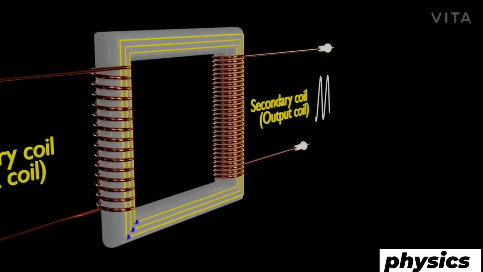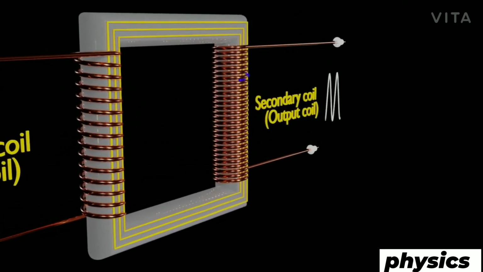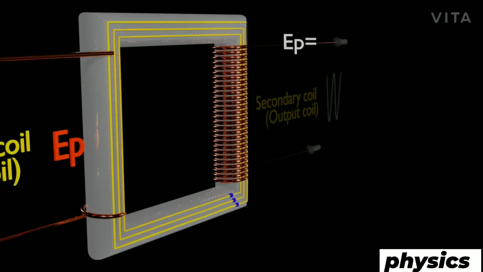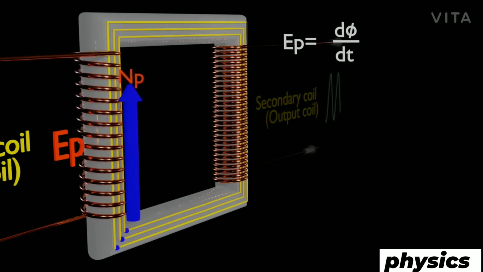As we know from self-induction, the total EMF induced in a primary coil EP is equal to the EMF induced in a single turn of the primary coil because of the rate of change of magnetic flux d phi by dt, multiplied by the total number of turns in the primary coil NP, where the negative sign indicates EMF induced in the opposite direction of the applied alternating EMF on the primary coil at input.